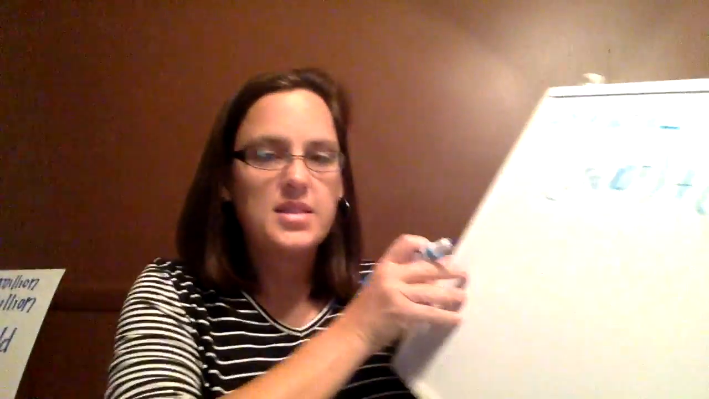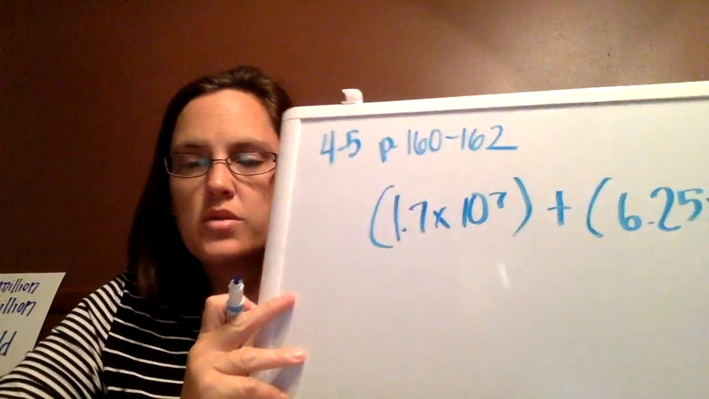162. Example 4 has addition and subtraction problems using this scientific notation. So we have 1.7 times 10 to the 7th power, plus 6.25 times 10 to the 5th. Okay, so hopefully you're writing this down and you're making yourself some notes here.